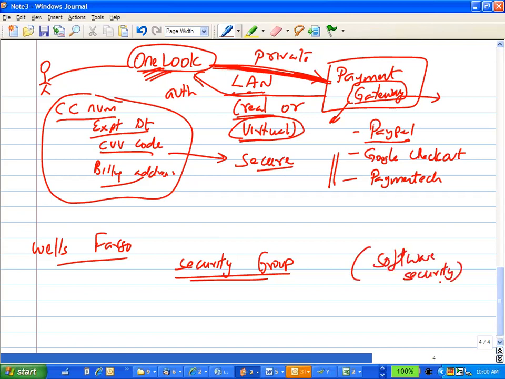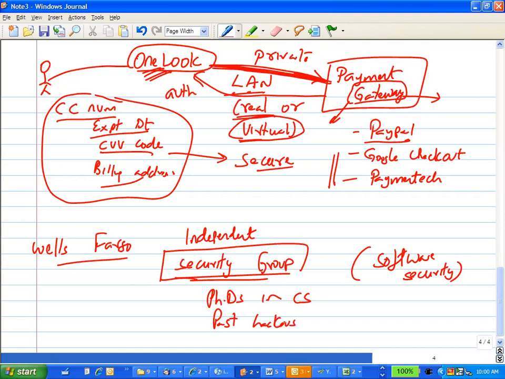So this is an independent group in the bank. It's not affiliated with any other group. And the job of the security group is to go and audit applications. The security group is literally made up of PhDs in computer science and networking and algorithms and stuff like that. They could even be past hackers who've now turned a new leaf and want to lead a good life.